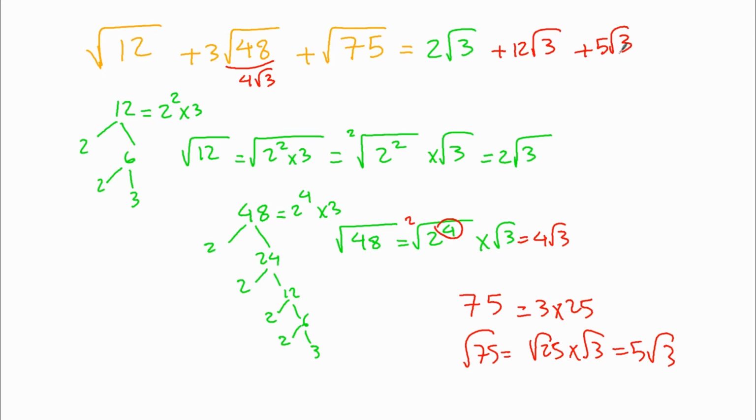After doing all of this, as you can see, we now have all of these terms with the same surd, which is the square root of 3. So we can simplify this: 2 square root of 3 plus 12 plus 5. That would give us 19 square root of 3 as the simplified form.